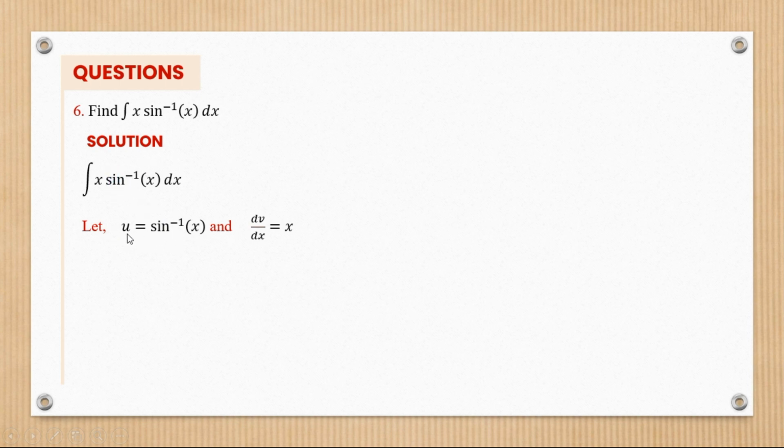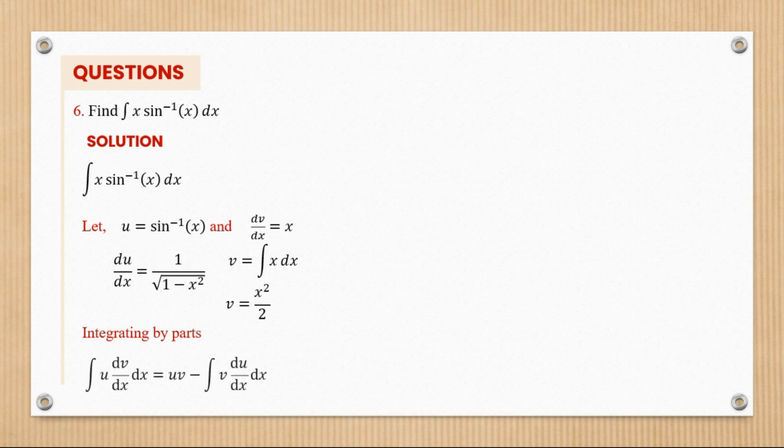So what happens is every time, make u the value that is slightly more complex, and then dv dx shall be equal to x. So we can see that du dx shall be equal to 1 over root of 1 minus x squared, because that is the derivative of sine inverse of x. And from here we can see that v is actually the integral of x, which means v shall be equal to x squared over 2. So integrating by parts, this is our formula, and then our formula is going to give us this.